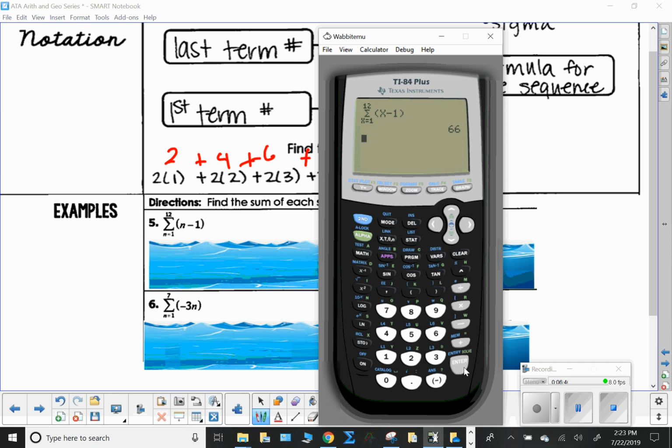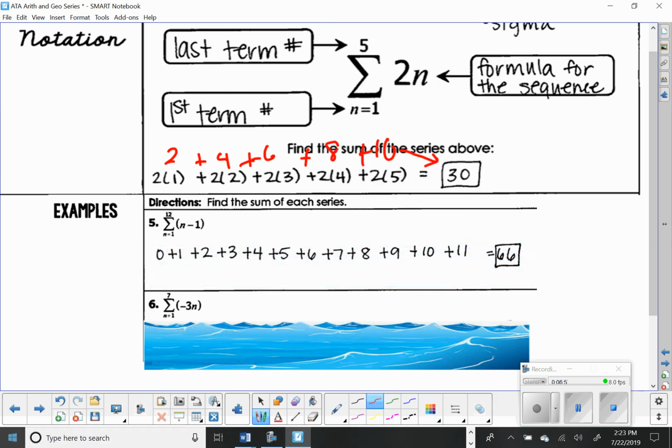The calculator took care of plugging in 1. 1 minus 1 is 0. Yay. 2 minus 1 is 1. 3 minus 1 is 2, and so on all the way up to 12. That just becomes very tedious. The calculator will do it all. There's your answer. Here, I've worked it out. I've found the sum of each series. I've plugged in all the numbers.